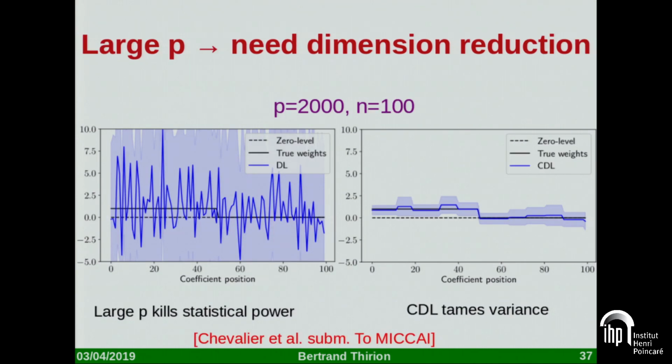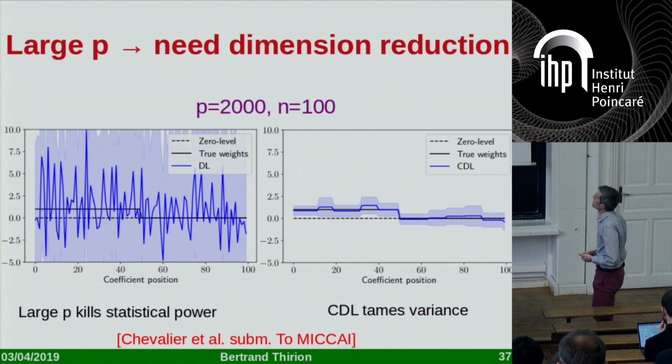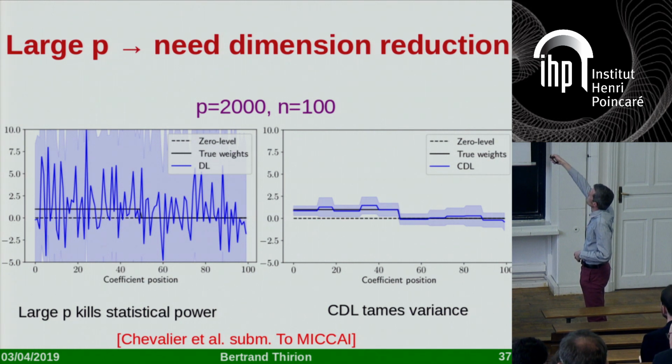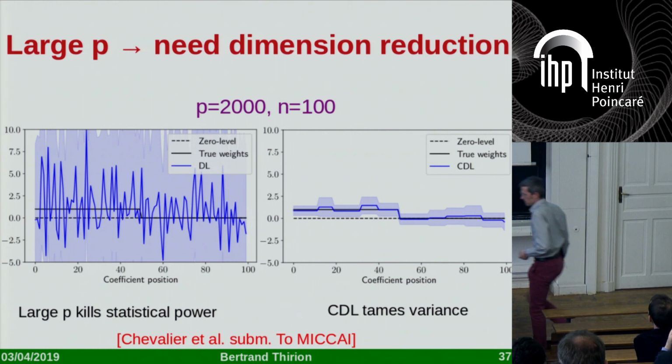But still, as I told you, it blows up when p becomes super large. Now take p equal 2000, n equal 100. Again, the Desparsified Lasso cannot deal with this type of setting. So what you need to do then is to introduce some hypotheses to tame the variance somehow. This is where we introduce the clustering of the features. If you take a piecewise constant model, you have fewer values in your model, so you compress the model, and the clustered Desparsified Lasso works well.